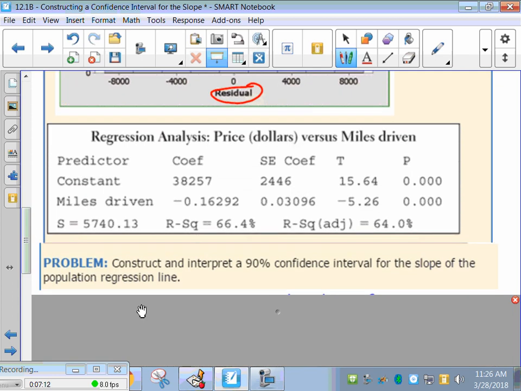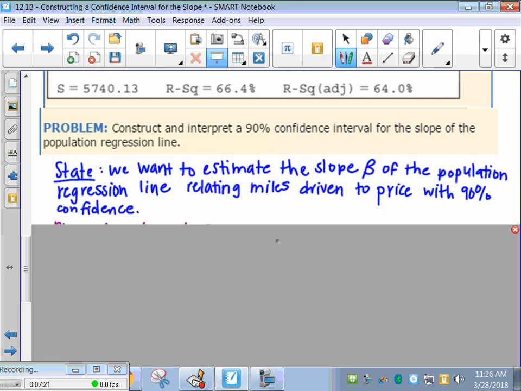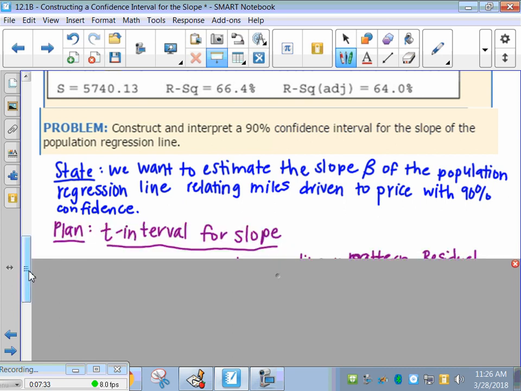And then we have our Minitab output, and we're going to construct and interpret a 90% confidence interval for the slope of the population regression line. So state, we want to estimate the slope, capital B, of the population regression line relating miles driven to price with 90% confidence. All right. And our plan, this is called a t-interval for slope. So you may want to write that down, the name of the test, t-interval for slope.